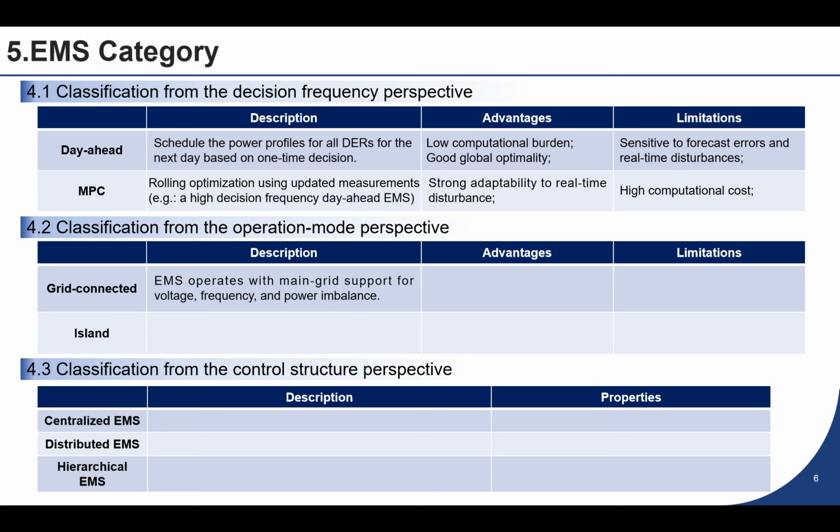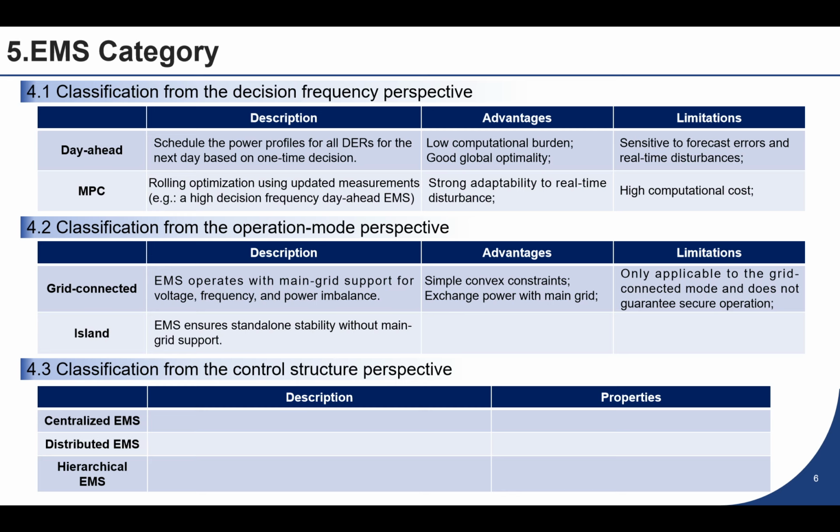In grid-connected mode, the EMS relies on the main grid for voltage, frequency, and power balance. This allows simple convex constraints and the ability to exchange power with the main grid to achieve economical operation. But it only applies to the grid-connected condition and doesn't guarantee secure operation by itself.